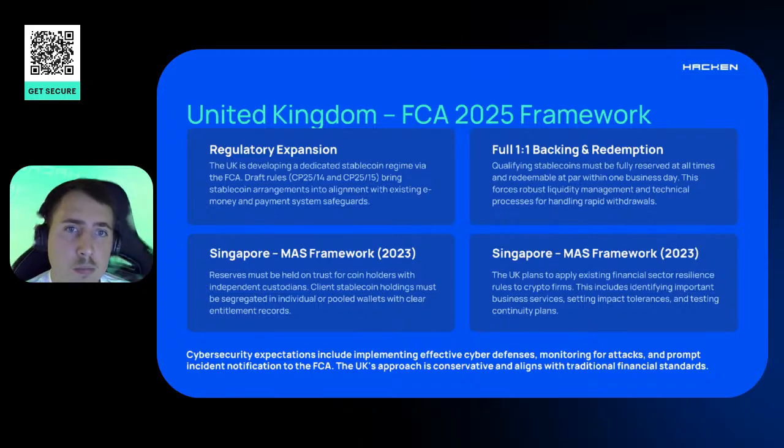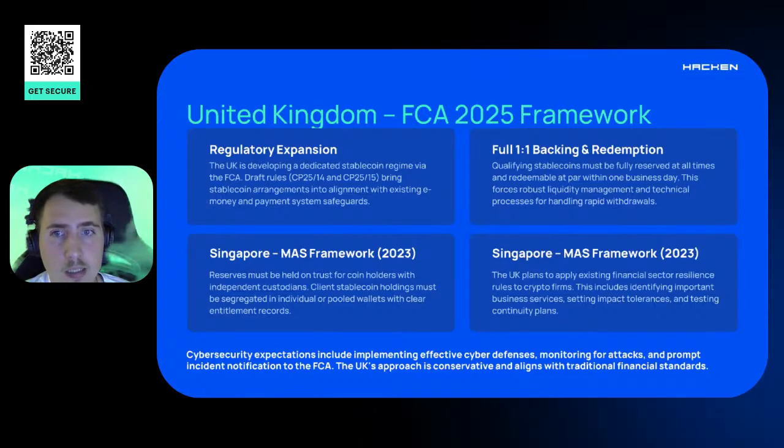About the United Kingdom, so we have the PCA 2025 framework. So we have the regulatory expansion there. The UK is developing a dedicated stablecoin regime via the FCA. We have draft rules, and it brings the stablecoin arrangement into alignment with the existing e-money and payment system safeguards. We also have the requirements regarding full one-to-one backing and redemption. Client stablecoins must be fully reserved, as we have in the previous regulations mostly. And this forces robust liquidity management and the technical process for handling rapid withdrawals.